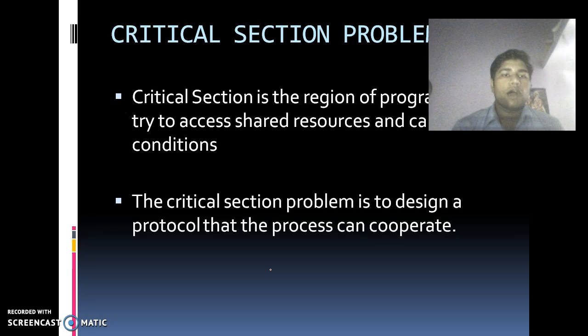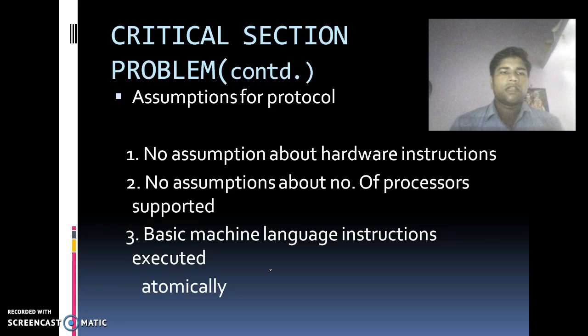Now, how will this critical section be implemented, how will the process come and go? This is what is called the critical section problem, and what are the ways to design a procedure. Now, what are the assumptions for the design of that protocol? Firstly, there will be no assumption about the hardware instruction. No assumption about the number of processors supported, whether multiprocessor, uniprocessor, or something else. We don't know. Basic machine language instructions are executed atomically. This is the assumption that all the instructions should be executed one at a time, atomically.